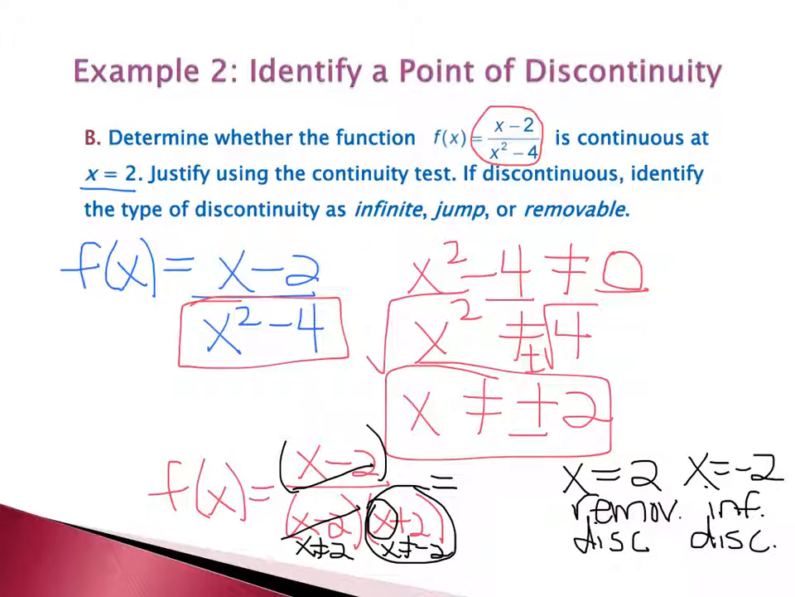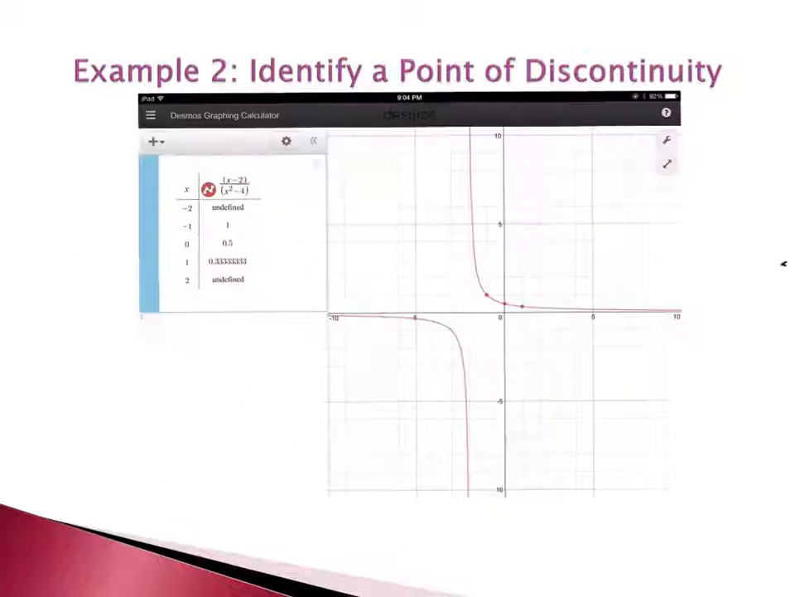Now, I'm going to support my answers. I'm going to provide a graph and a table on the next slide, as well as go through the steps of the continuity test to show that the function is discontinuous at both 2 and negative 2. Looking at the table, we can see that negative 2 is paired with no y value, as well as positive 2 is not paired with a y value. So that indicates that the function is discontinuous at negative 2 as well as at positive 2.